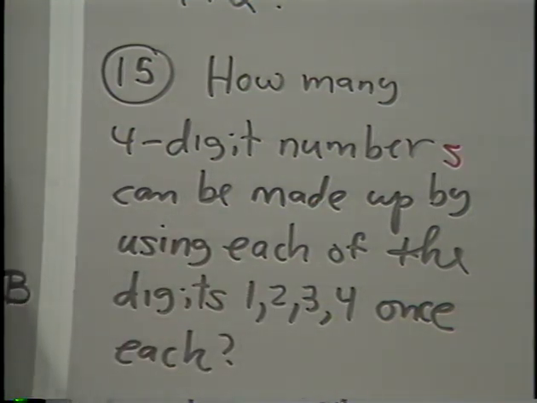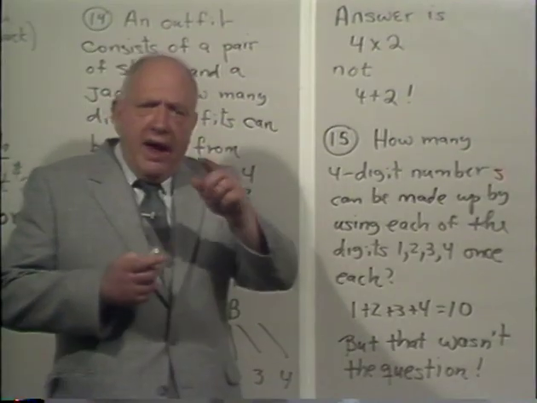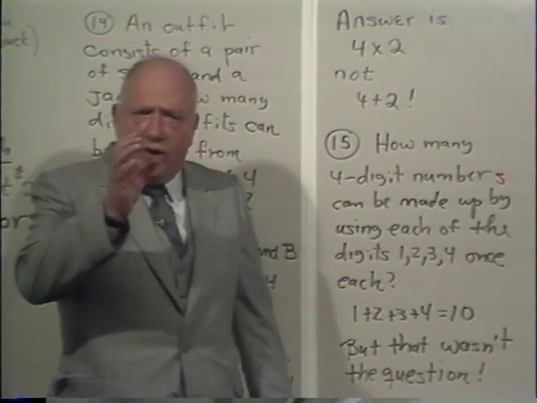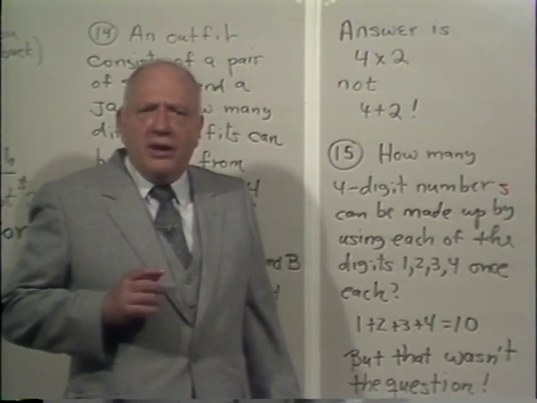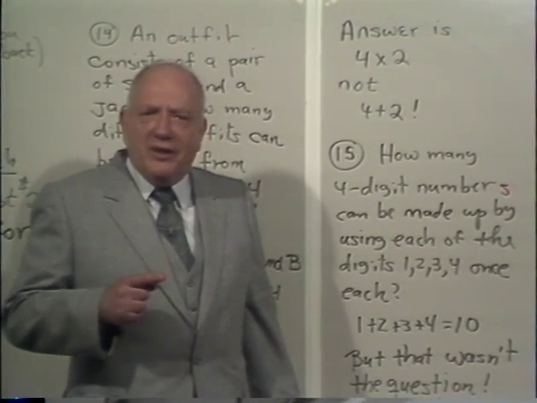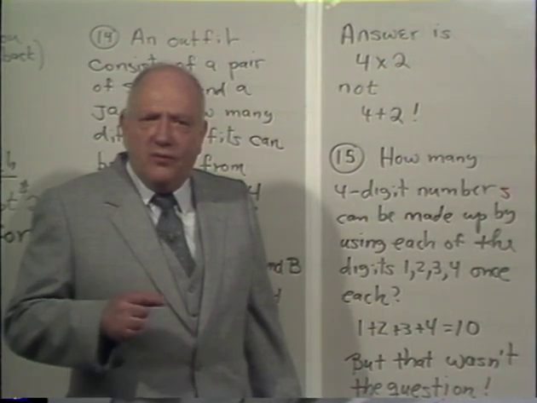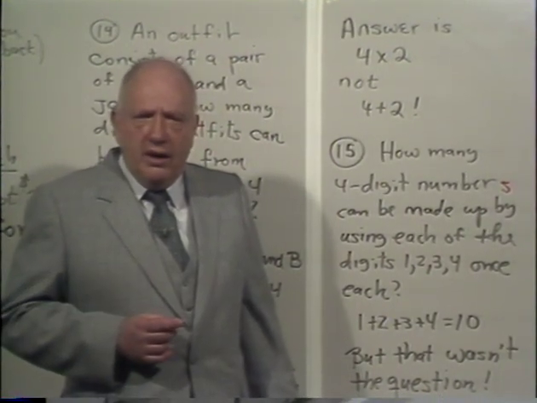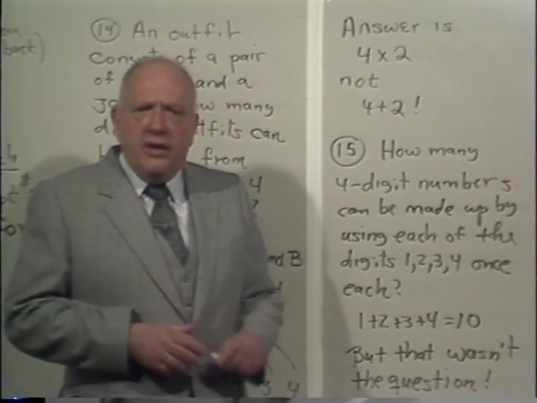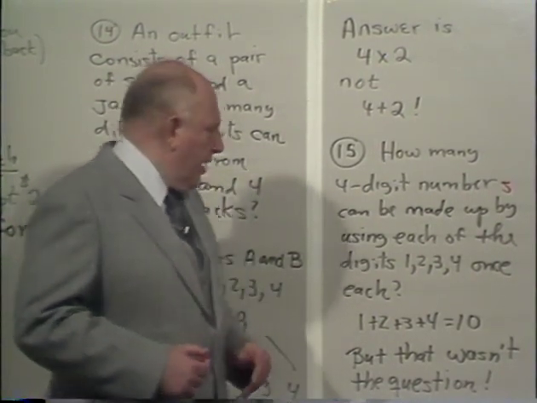In other words, I have these 4 digits, 1, 2, 3, and 4, and I'm going to rearrange them. I've got to use each of those 4 digits once. See, I can't write down 1,111 because I'm using the 1 4 times, and I'm not using the 2, 3, or 4. I have to use the 1, the 2, the 3, and the 4, okay? And the question that comes up is, how many different 4-digit numbers can I form that way?